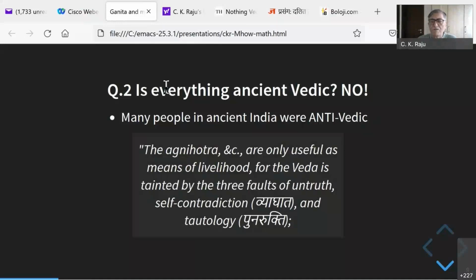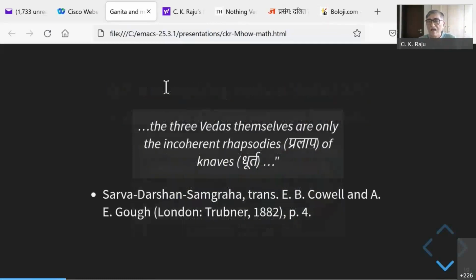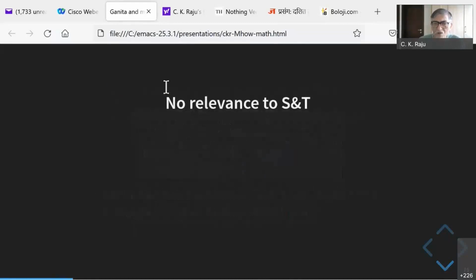There were lots of people who were opposed to the Veda: the Lokayata, the Buddhists, the Jains. You see the kind of thing they say about the Veda, that it has the three faults of untruth, self-contradiction (that is, Vyaghata), and tautology (Punarukti). And they are only the incoherent rhapsodies of names. Now, this is there in the Sarvadarshan Sangraha, translated long back, of the Lokayata.